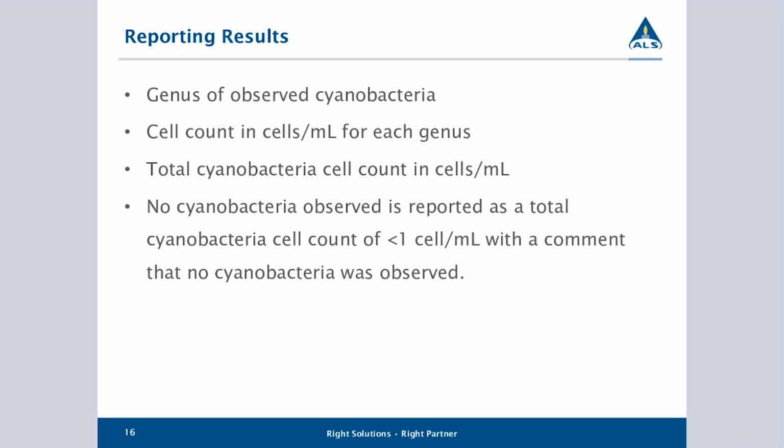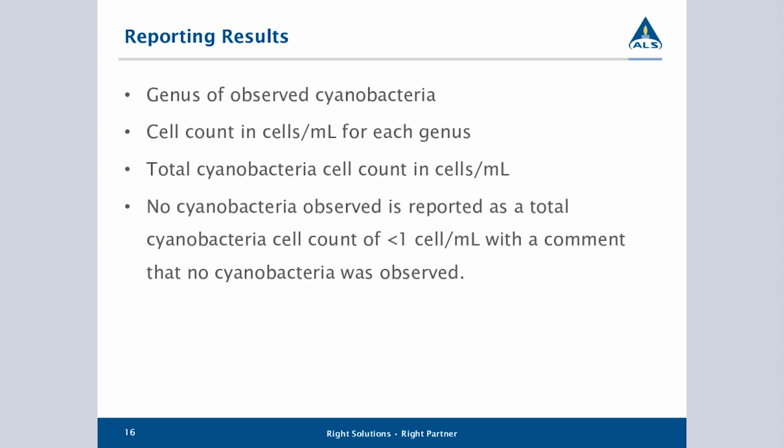Reporting results. When you receive your final report, it will include the identification to genus of any cyanobacteria observed in the sample, along with a result of the count in cells per milliliter. A total cyanobacteria result will also be included, which is the sum of all the genus counts.